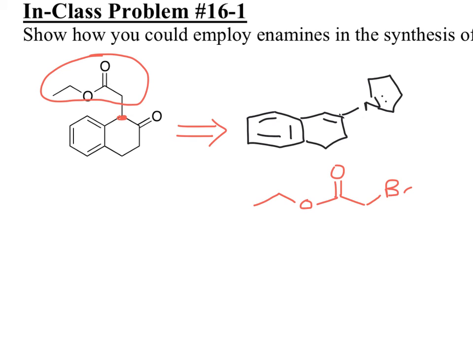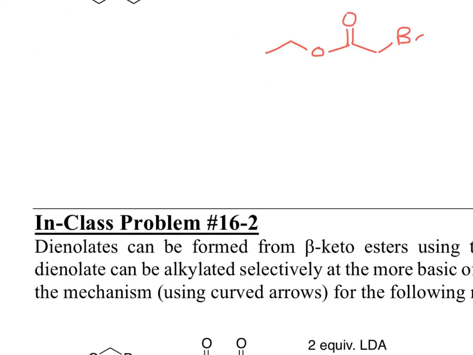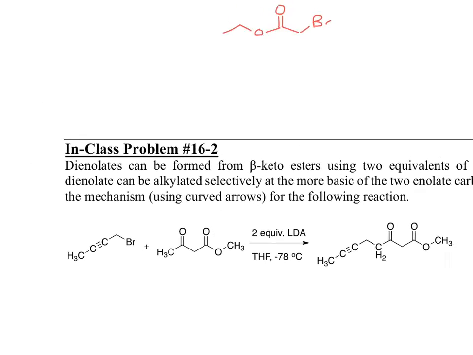So the way you approach this is you look at your compound, you look what's attached to the alpha carbon, that's this piece. This piece would have been added, so this would be the electrophile, and then this piece here, which contains your carbonyl, would have been the enamine. And so here's our enamine, and here's our electrophile. Now let's take a look at the second problem.